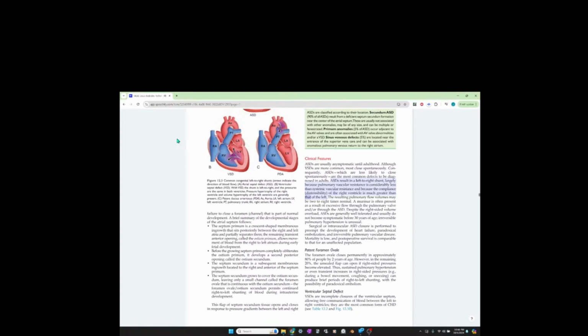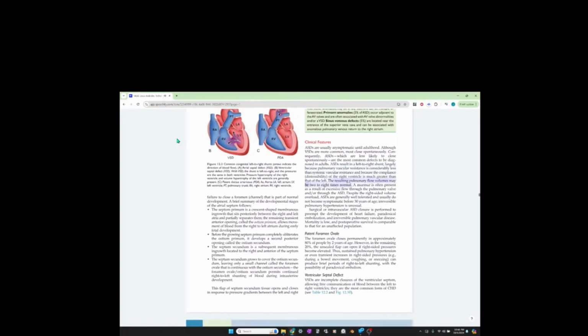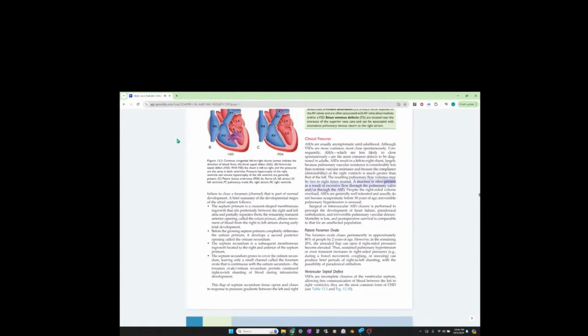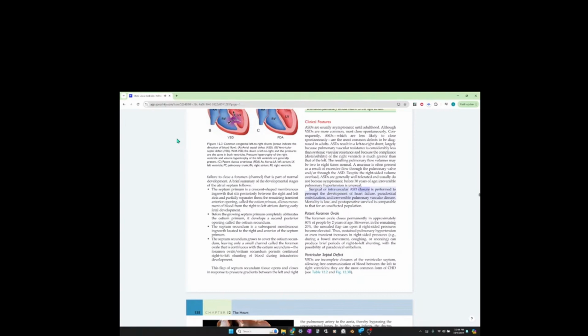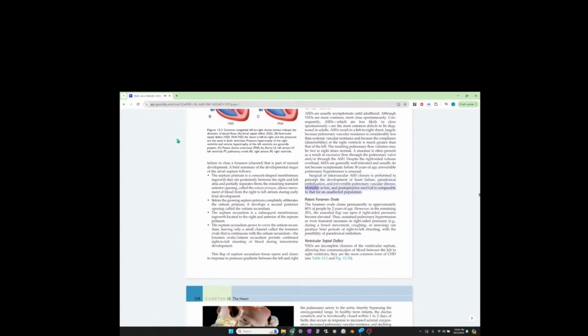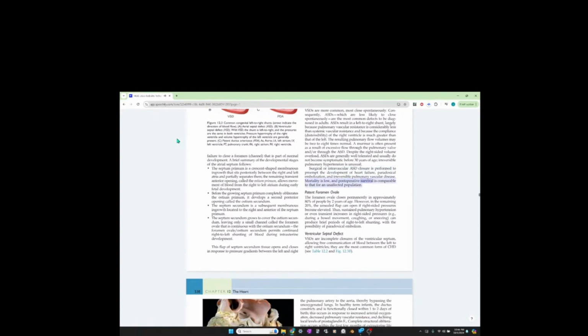The resulting pulmonary flow volumes may be 2 to 8 times normal. A murmur is often present as a result of excessive flow through the pulmonary valve and/or through the ASD. Despite the right-sided volume overload, ASDs are generally well tolerated and usually do not become symptomatic before 30 years of age. Irreversible pulmonary hypertension is unusual. Surgical or intravascular ASD closure is performed to preempt the development of heart failure, paradoxical embolization, and irreversible pulmonary vascular disease. Mortality is low, and postoperative survival is comparable to that for an unaffected population.